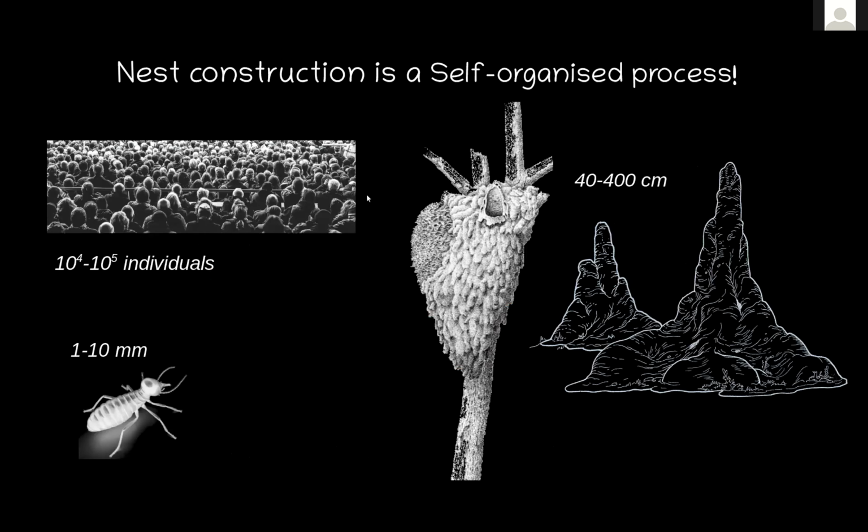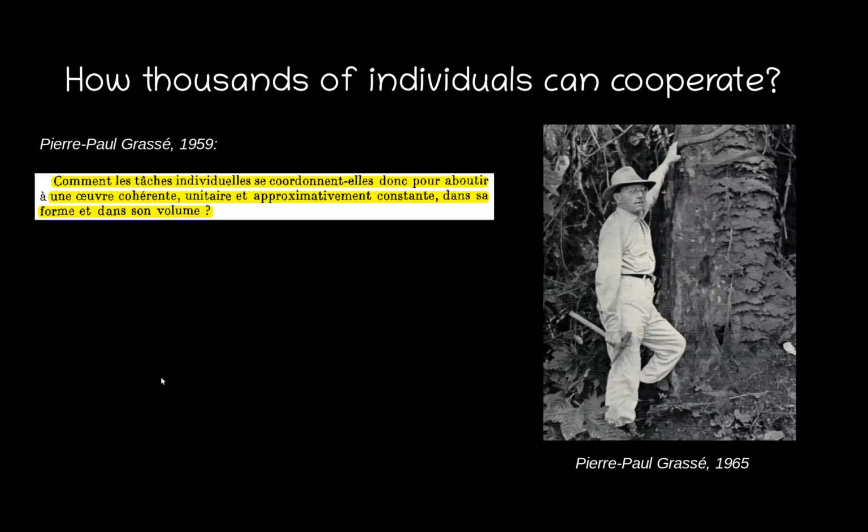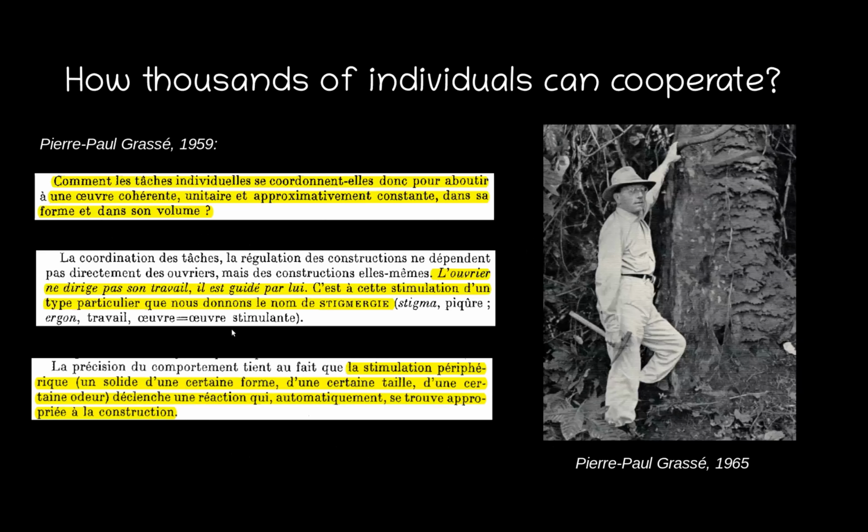We all agree on the fact that nest construction must be a self-organized process. This is mainly because there are a lot of individuals at work, and because the final result is orders of magnitude larger than the single individual worker. And of course, there is likely some stigmergy at play.